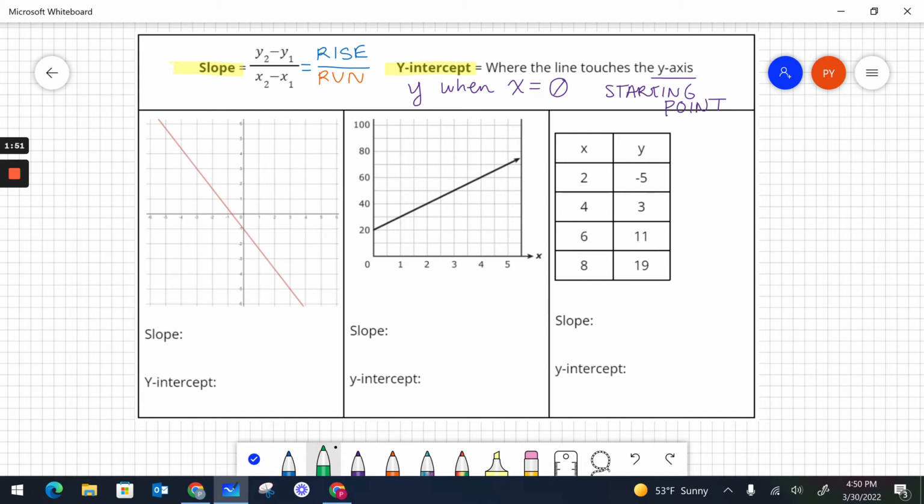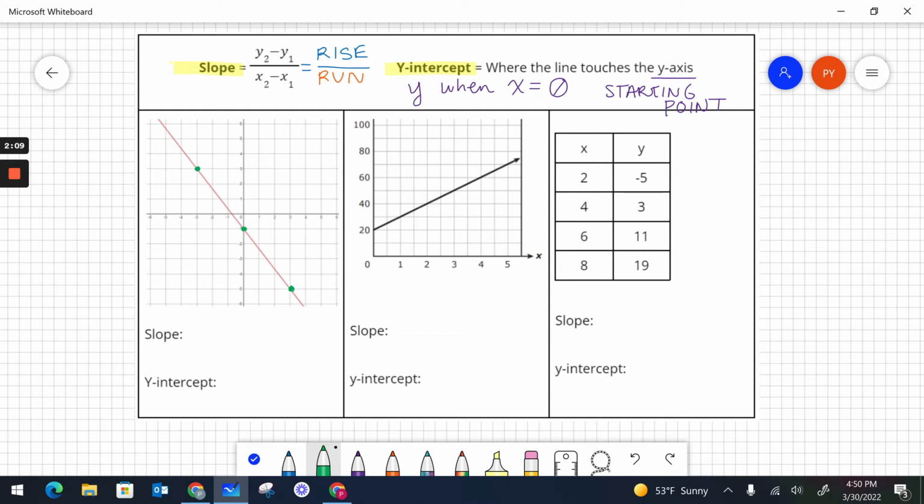So one point that works is right here. That's at the exact corner of a grid box. Another point that works is here. And then there's another point down and to the right here. All of those points are the exact corners of a grid box.